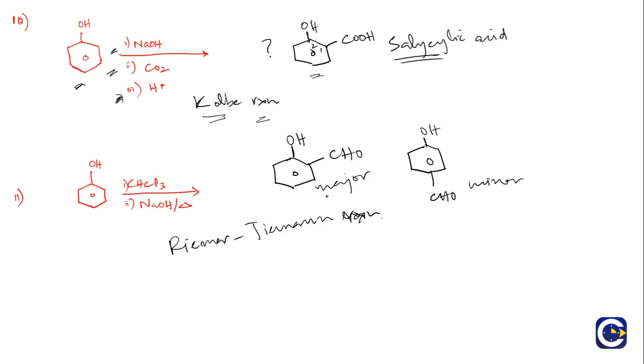Why? Because this is more stable due to hydrogen bonding, and also when we look at the resonance structures, this carbon has more negative charge. That is why this product is the major product. The ortho product is the major product of the reaction, and this product is called salicylaldehyde. So these are the products of the reaction.